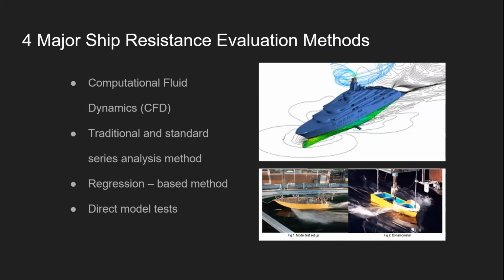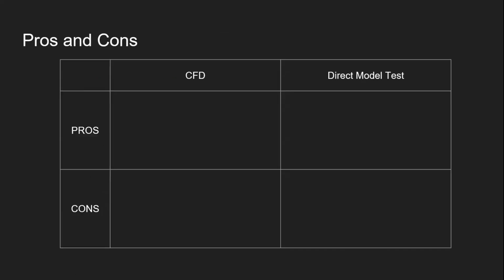We could use computer CFD, the traditional standard way. We basically make some samples, put them into the pool, make waves and calculate the resistance. We could also do a regression based on the method. We calculate based on mathematical data, and the direct model test is also shown in the bottom. I would like to cover these two in red. Let's figure out the pros and cons of CFD and direct model test.